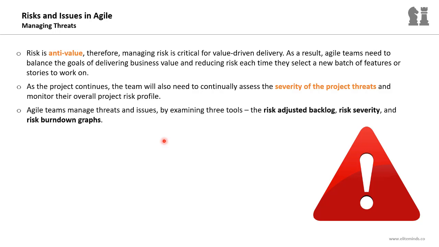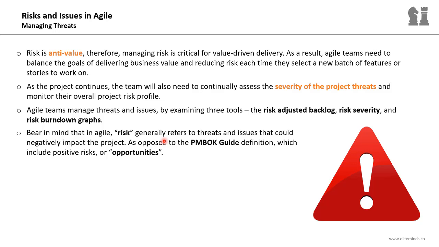Now, Agile teams manage threats and issues by examining 3 tools. So we have 3 tools that can help us manage threats and risk profile in the project. The first one is the risk-adjusted backlog. The second is the risk severity, and the third is the risk burn-down graphs. And I will cover the 3 tools in this lecture.